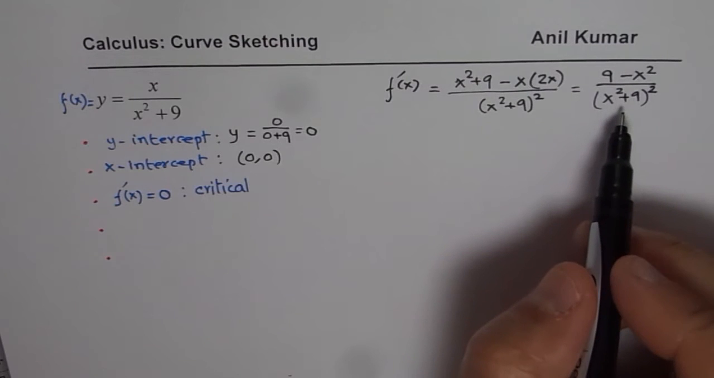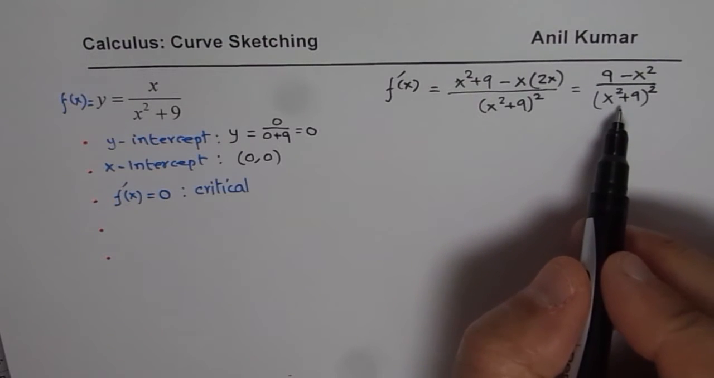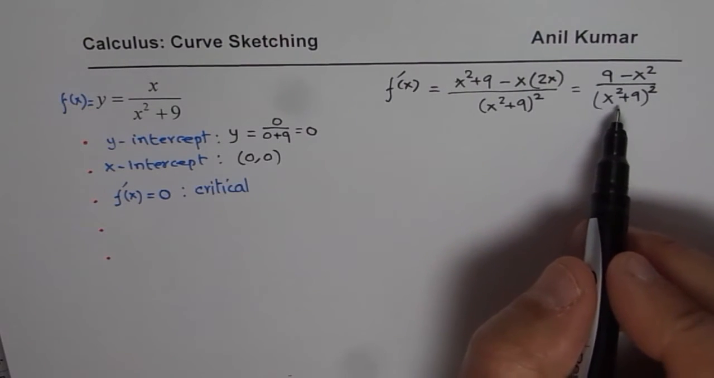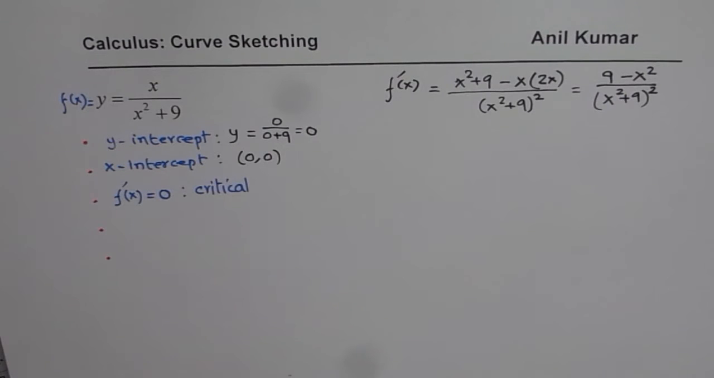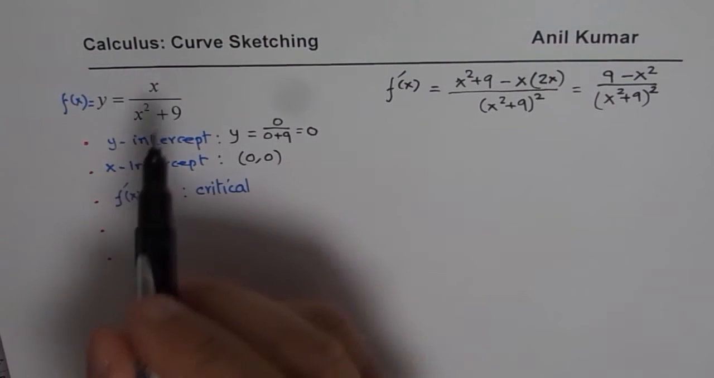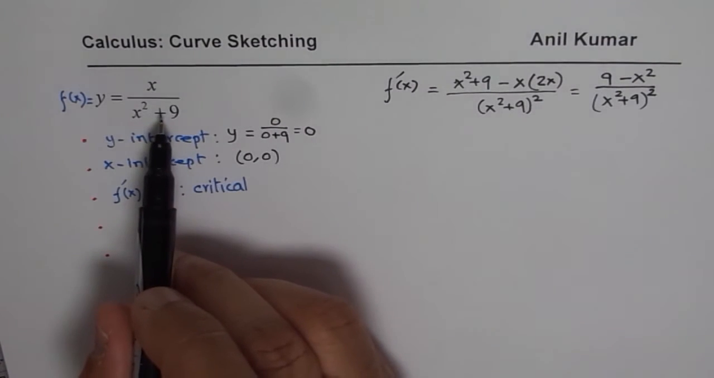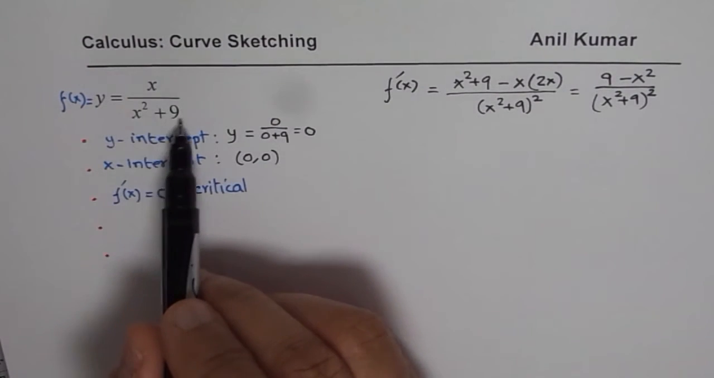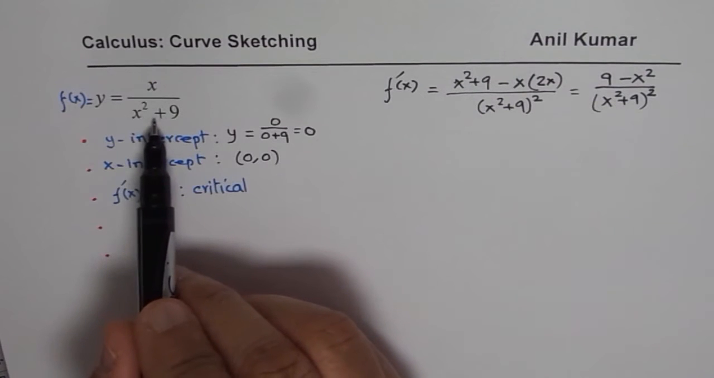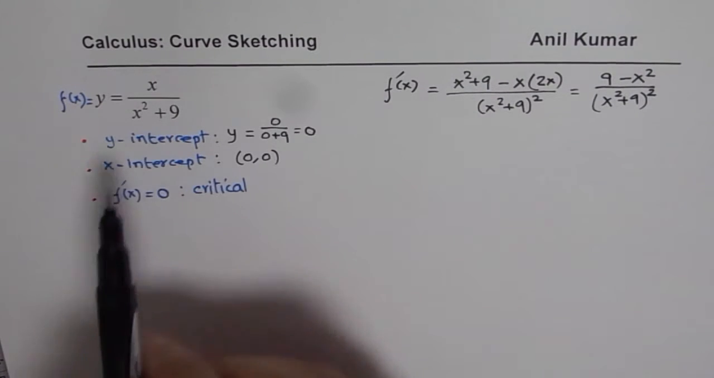So in this function you can notice that the denominator is never 0. That means there are no vertical asymptotes. So this is a rational function, even then we do not have any vertical asymptotes, since the function's denominator is always non-zero, right?